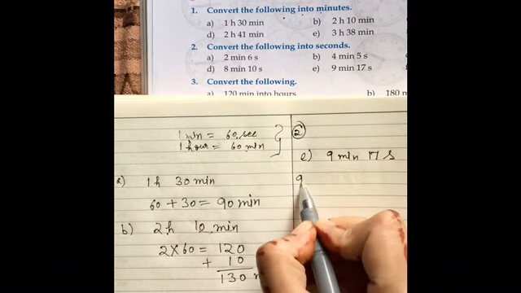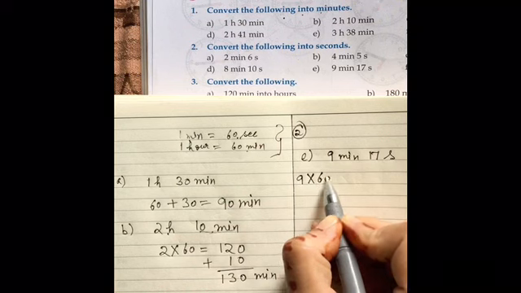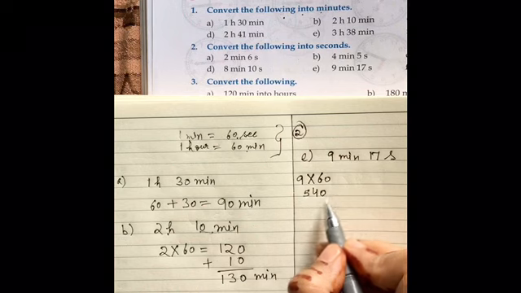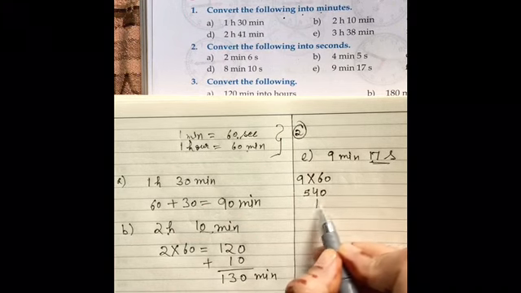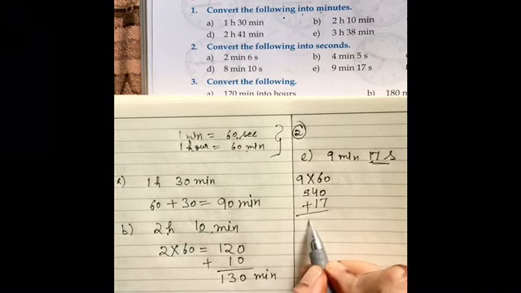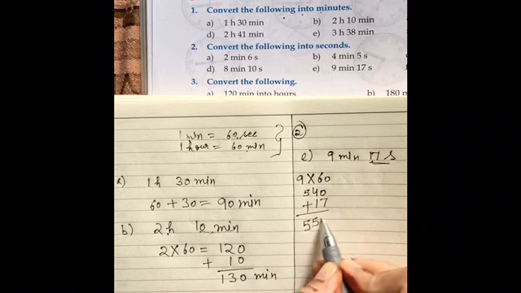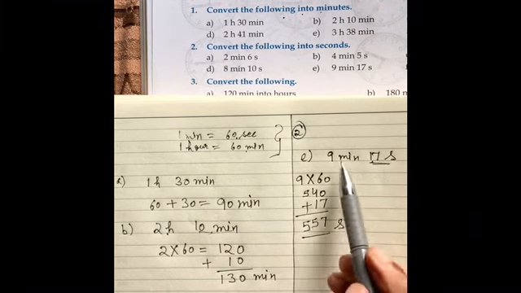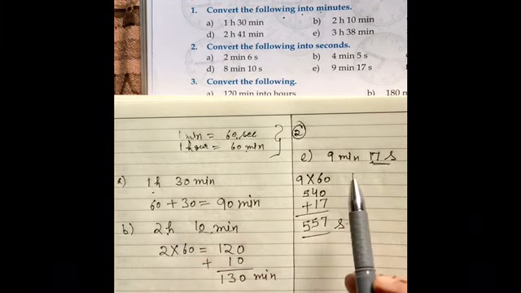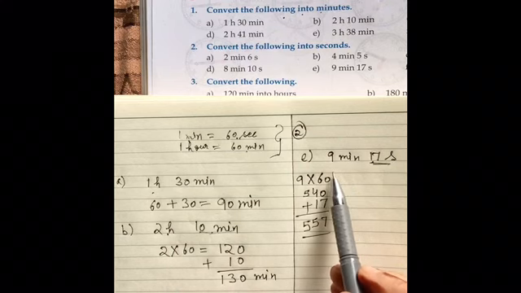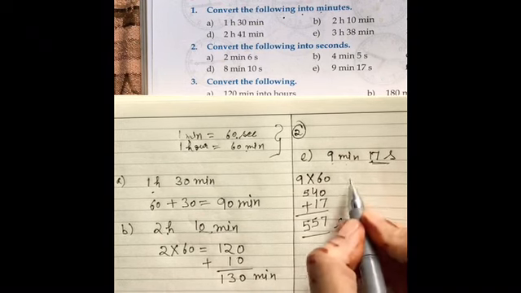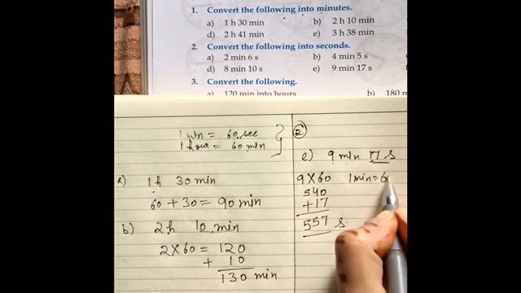So 9 minutes multiplied by 60, which is 540 seconds. Now how many seconds are more? 17. So we will add that. So it will be 557 seconds. So this way, earlier in the last question we were converting hours into minutes. Here we are converting minutes into seconds. The same way, 1 minute is equal to 60 seconds.